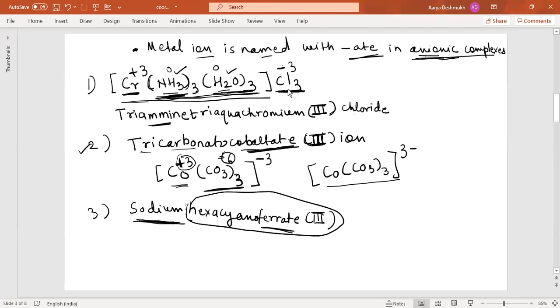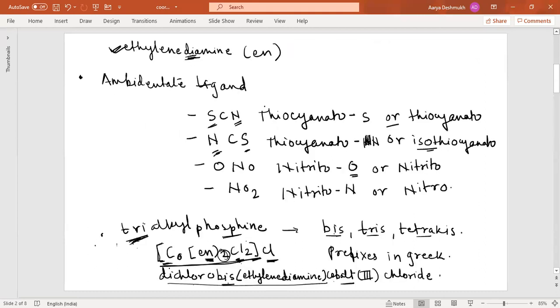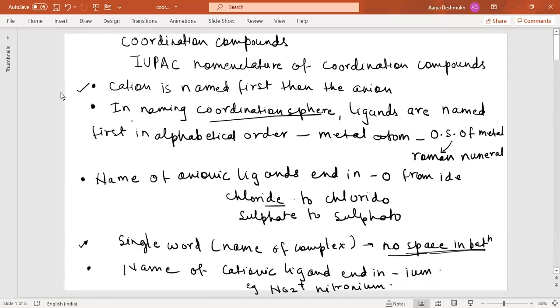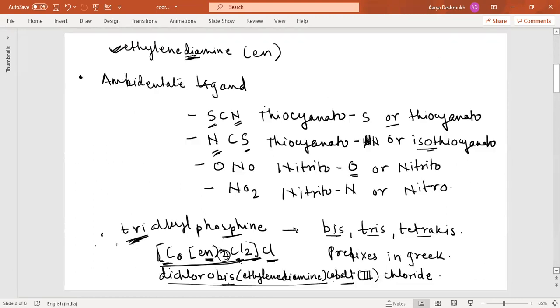This much. Whenever this sodium is written first, as I told you earlier, go back to the first slide: the cation is named first and then the anion. So if this cation is outside the coordination sphere, then it should be named first and then the anion. And when you name the coordination sphere, ligands are named in alphabetical order as usual. So when the cation is named first, it means that this cation is not in the coordination sphere. Remember.